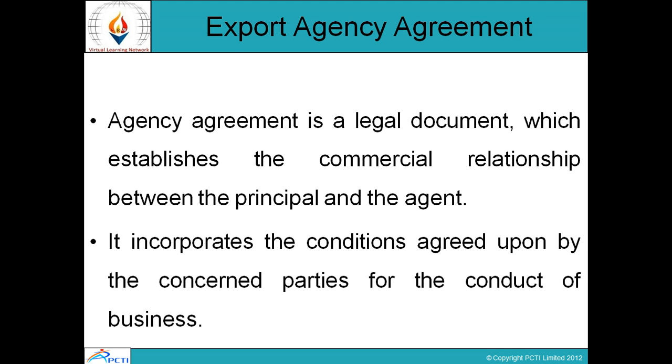Now, when we talk about export agency agreement, it is basically a legal document which establishes the commercial relationship between the principal and the agent. It also incorporates the conditions which are agreed upon by the concerned parties for the conduct of business.